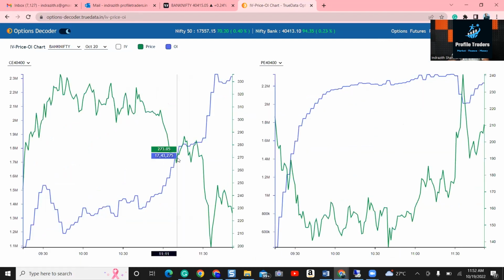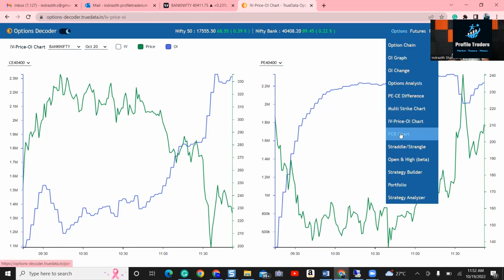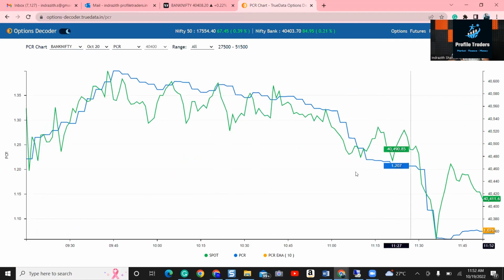IV price OI chart, basically IV stands for implied volatility. So for options buyers, the range between 20 to 40 or 25 to 40 is good. When the IV is below 20, it is not good for options buyers, and when the IV is above 40 or 50, it is not good for options buyers actually. So this particular feature plots IV versus price, call option price, put option price. Next is the PCR chart. Again, this gives information about PCR, put call ratio.